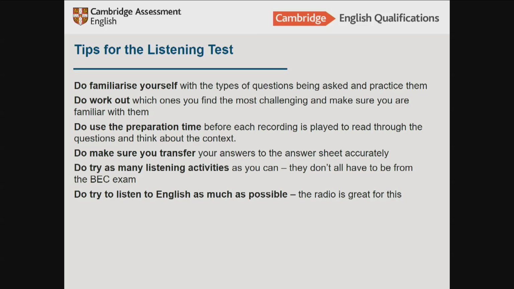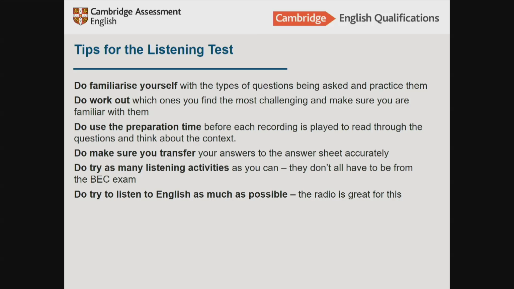So, let's have a look at some tips for the listening test. Again, do familiarise yourself with the types of questions being asked and practice them. Do work out which ones you find the most challenging and make sure that you're familiar with how they work.